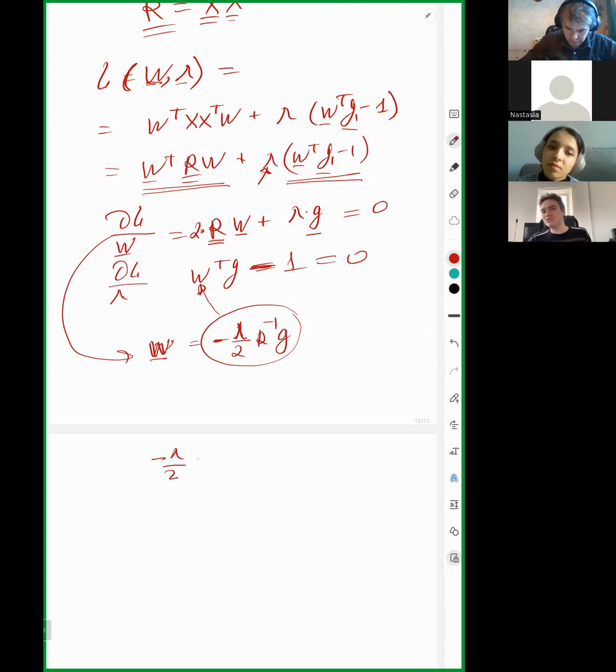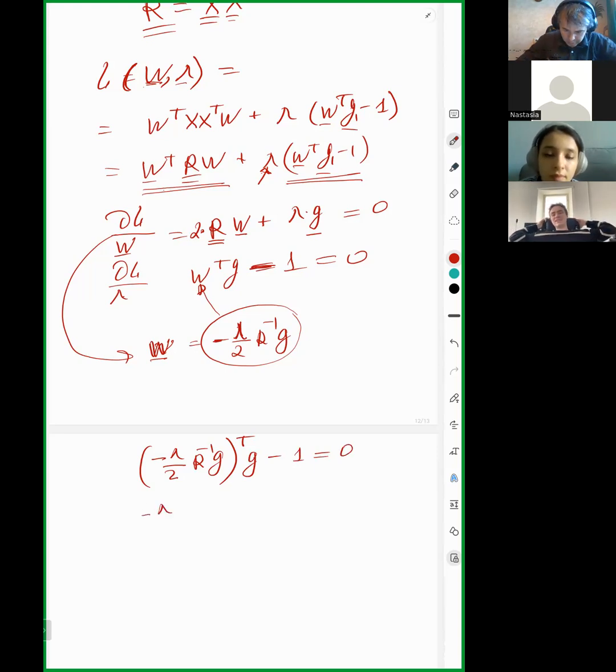-λ/2 R^-1 g, transposed, multiplied by g, minus 1 is equal to 0. Then you take -λ/2, it's a scalar. Then you take g transpose R^-1. R is a symmetric matrix, so you don't have a transpose of it itself. So g transpose R^-1 g is equal to 1.